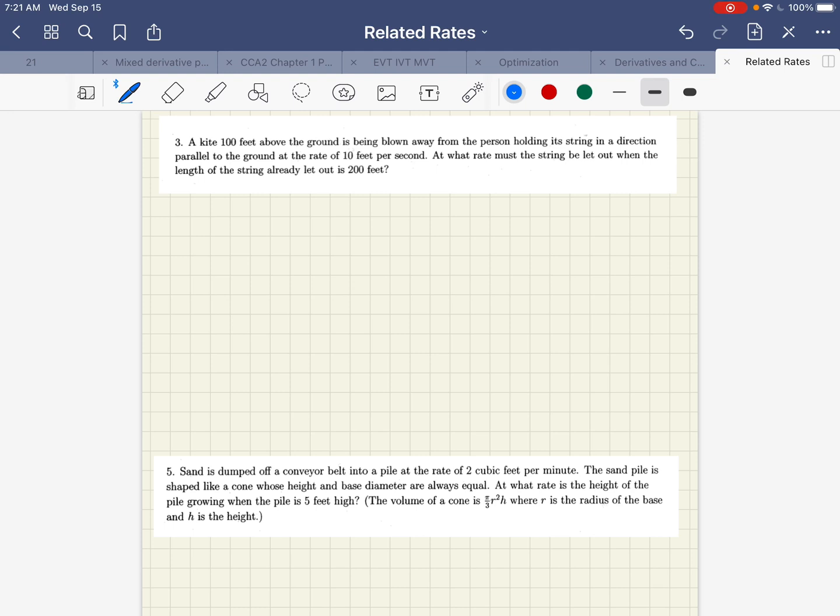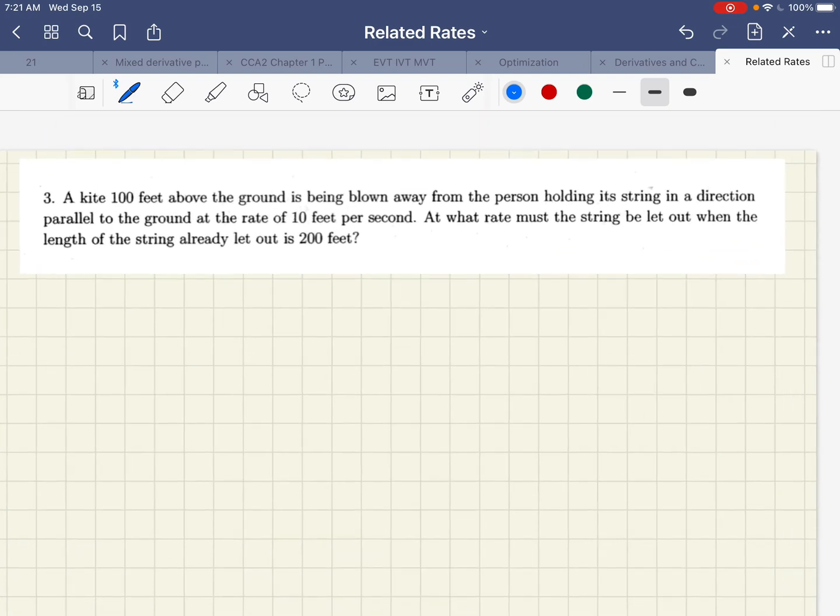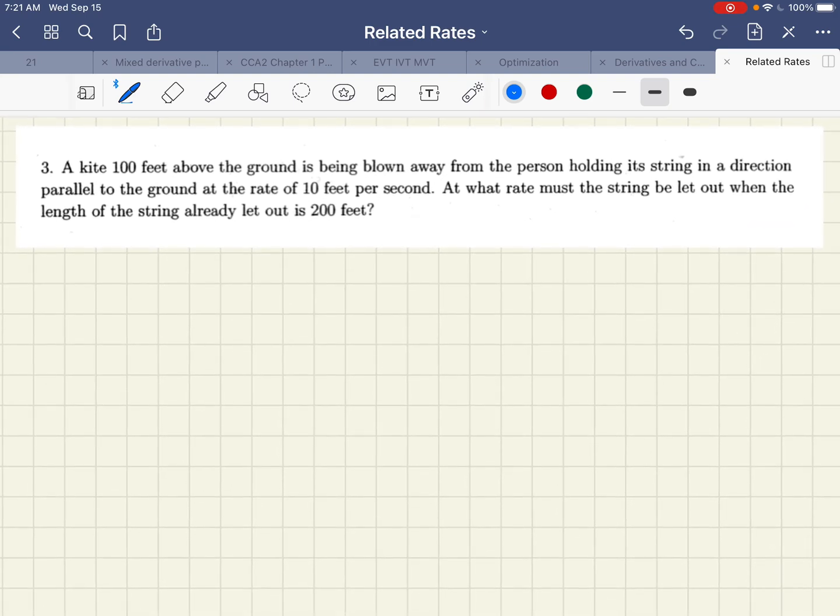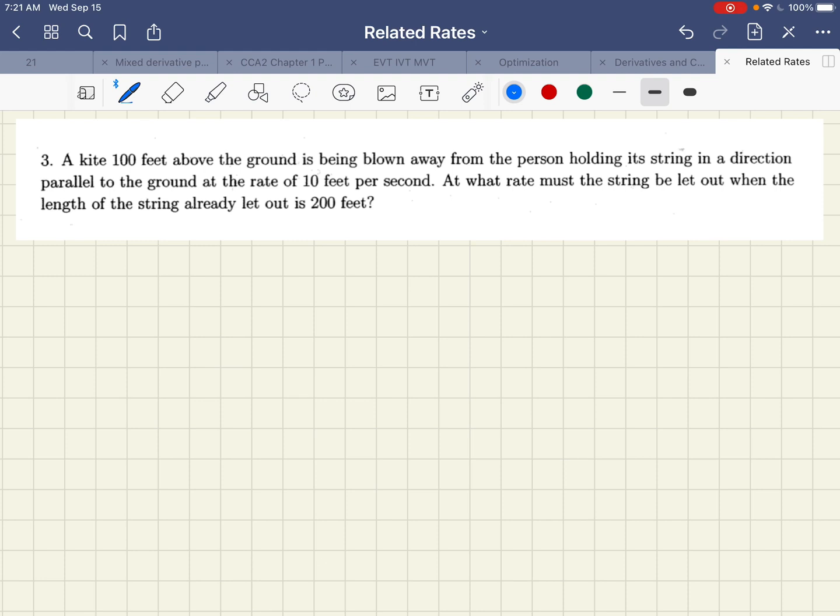All right, so let's jump in here. Related rates is about using derivatives to answer questions. The first step in any problem, once you read it through, is to draw a picture if a picture is not provided. So here we have a kite 100 feet above the ground being blown away from a person holding its string. So I'm just going to draw that.